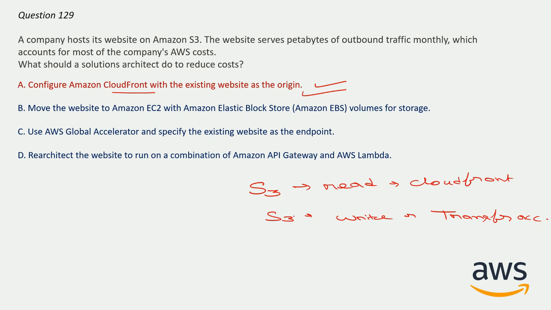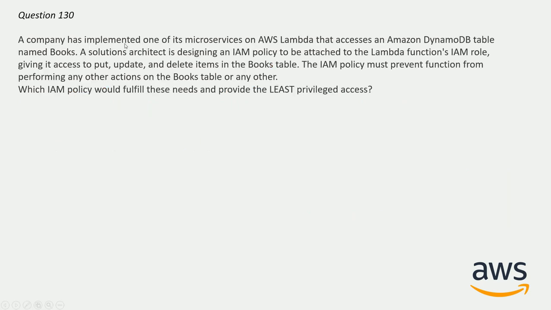And now question number 130. A company has implemented one of its microservices on AWS Lambda that accesses an Amazon DynamoDB table named books. A solutions architect is designing an IAM policy to be attached to the Lambda function's IAM role, giving it access to put, update and delete in the books table. The IAM policy must prevent the function from performing any other actions on the books table or any other. Which IAM policy would fulfill these needs and provide the least privileged access? And here are the options.